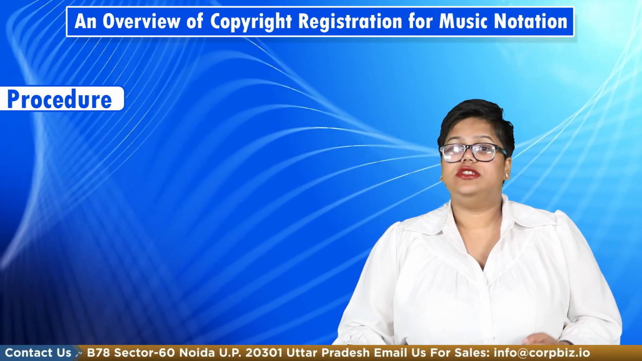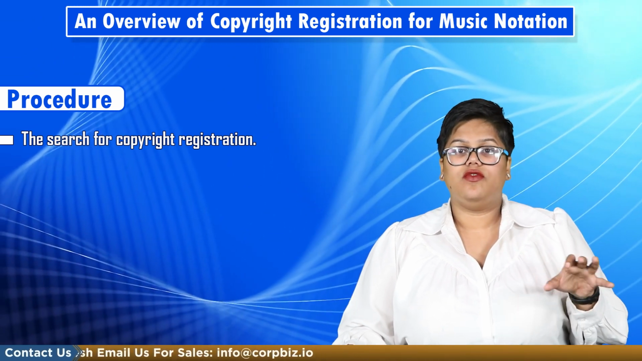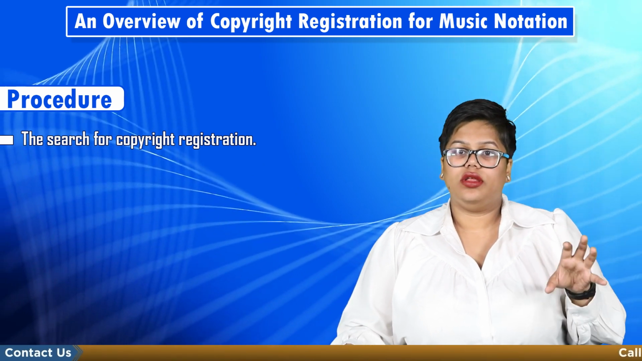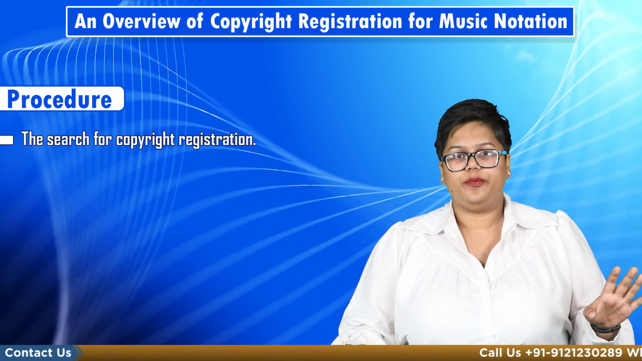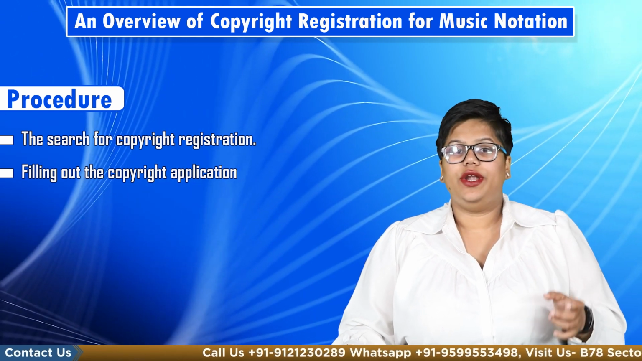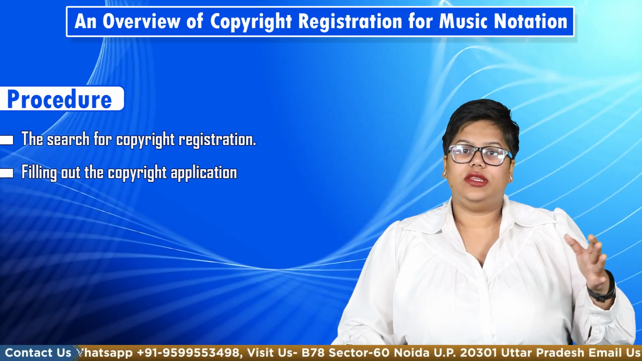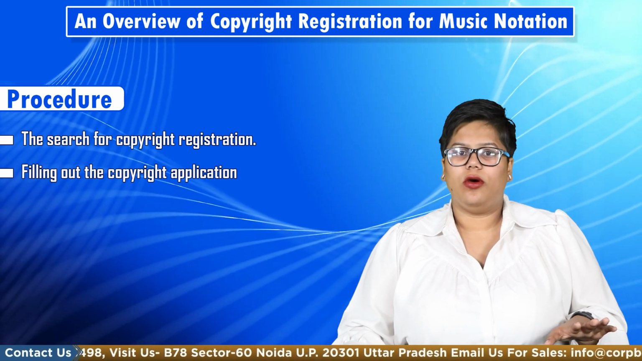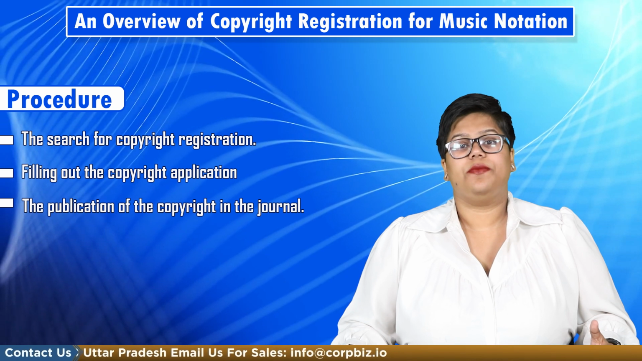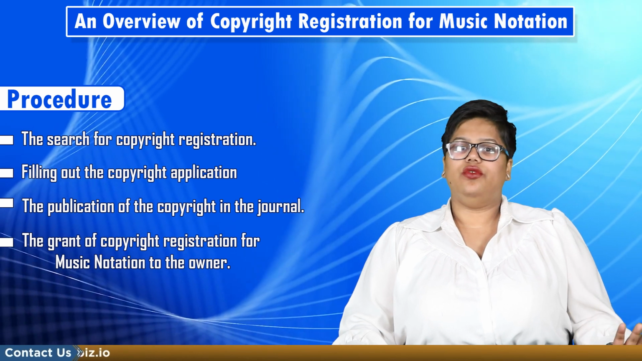The first step involves the search of copyright registration. The applicant has to perform a search in order to find if music notation of the same name or content or the same nature is already registered or not. The second step involves filling out a copyright application. The applicant is required to file Form XIV with the registrar of copyrights along with the prescribed fee. The third step involves the publication of the copyright in the journal. The fourth and final step involves the grant of copyright registration for music notation to the owner.